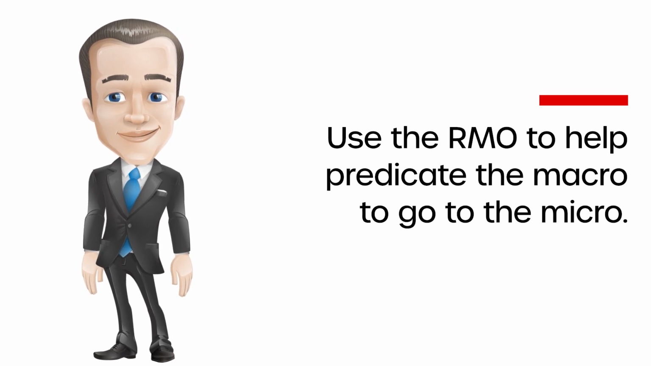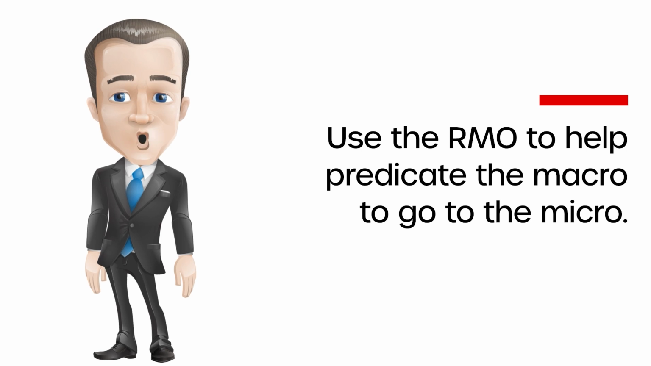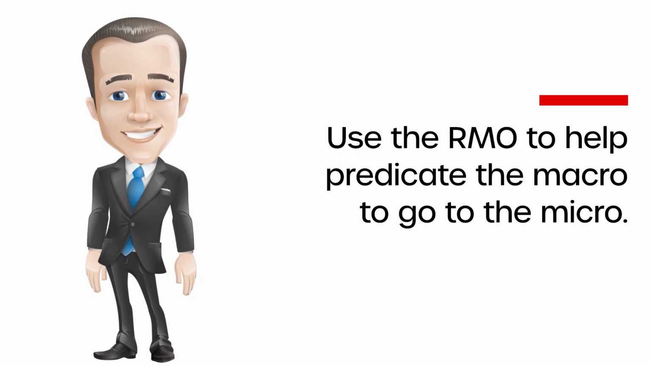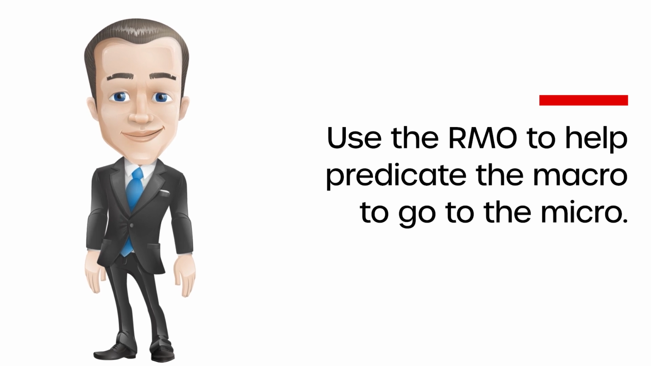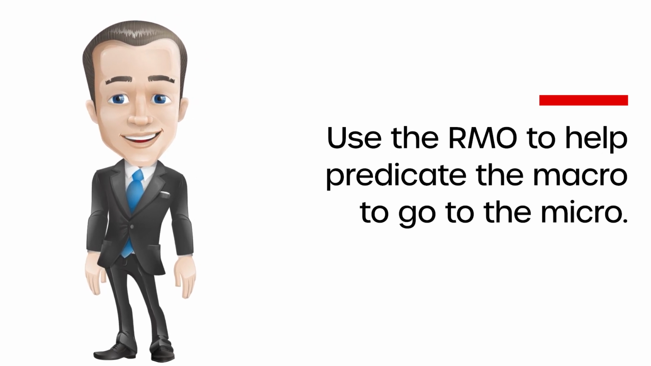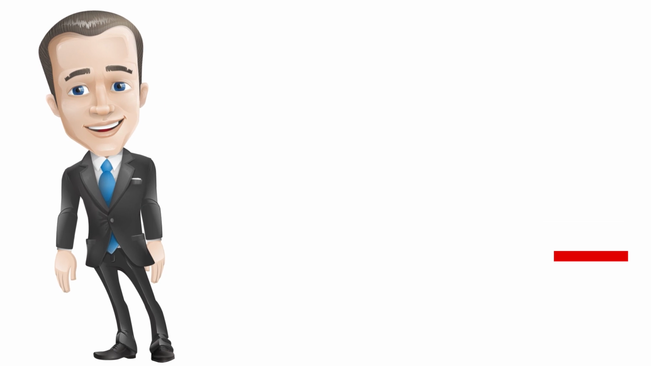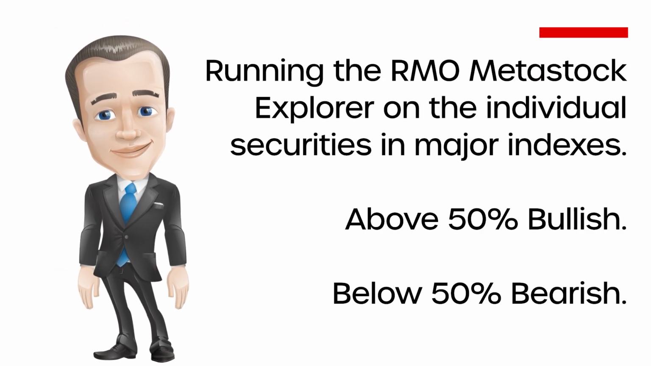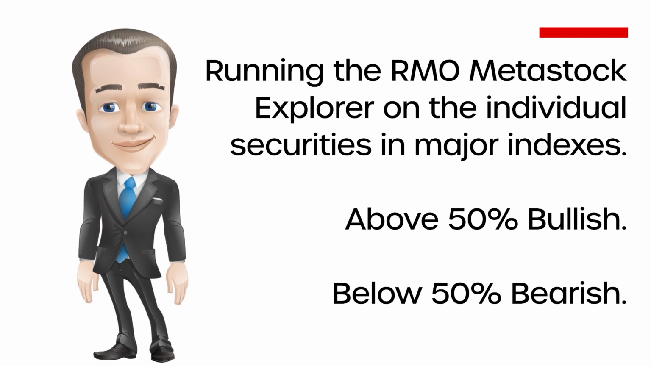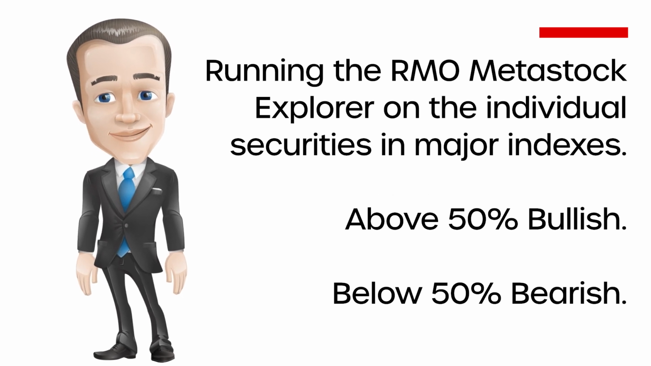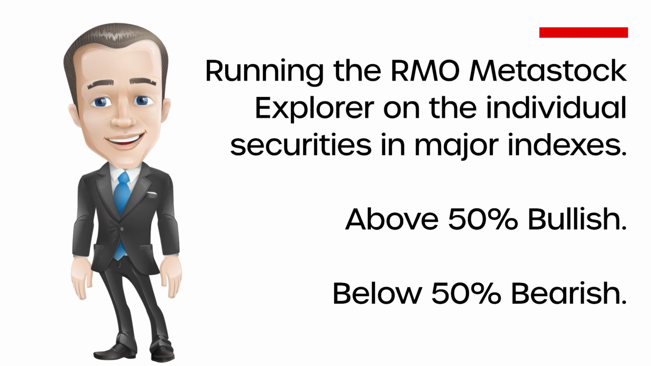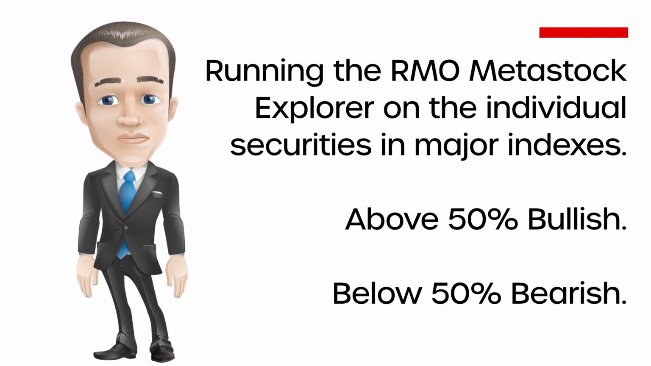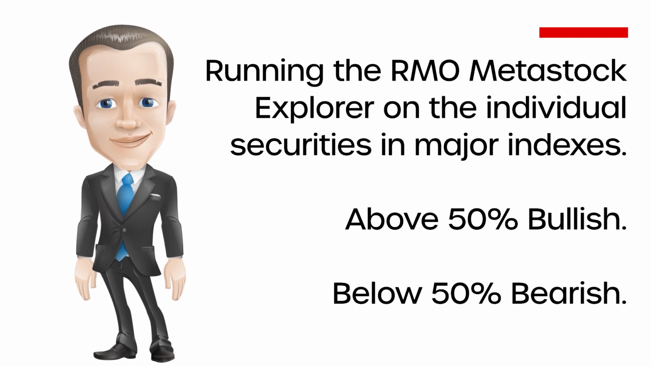So if all four indexes are bullish, it is a very good sign that any security that you pick under the RMO will also be bullish. Let's continue looking at the RMO as a macro indicator. Imagine running the Explorer just on the RMO bullish of each individual security. You will get a bullish number and a bearish number.